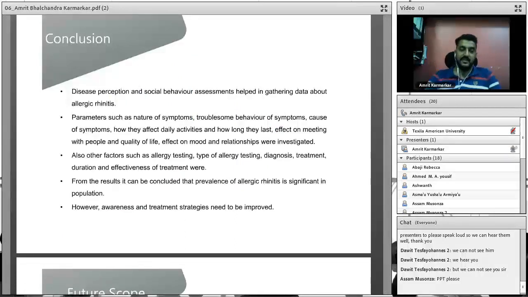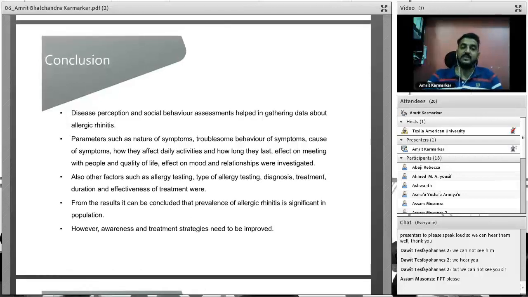So in conclusion, we can say that disease perception and social behavior assessments help in gathering data about allergic rhinitis. Parameters such as nature of symptoms, troublesome behavior of the symptoms, cause of symptoms, how they affect daily activities and how long they last, or the effect on meeting with people, quality of life, mood and relationships. So we investigated that. Now further in this, we need actual establishment of allergic rhinitis in these patients.